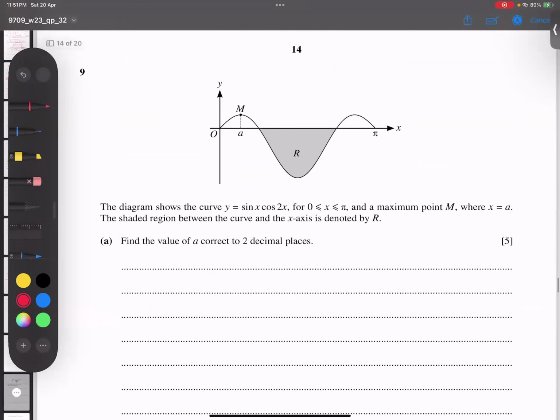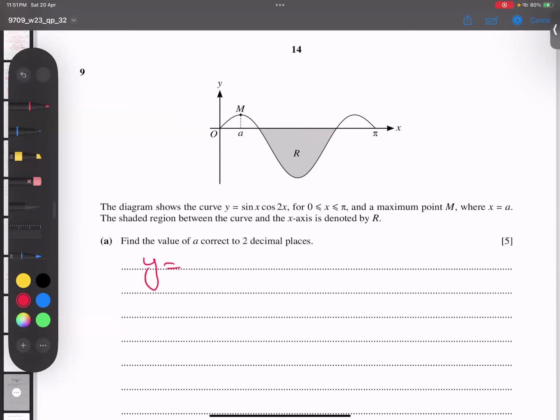Question number 9. The question gives us this product of two trigonometric functions. The maximum point is given and the x value is a. He is asking to find the value of a to 2 decimal places. It means, as you know very well, when a tangent line is parallel to the x-axis it has 0 gradient. So to get the stationary point, we will set the derivative to 0.